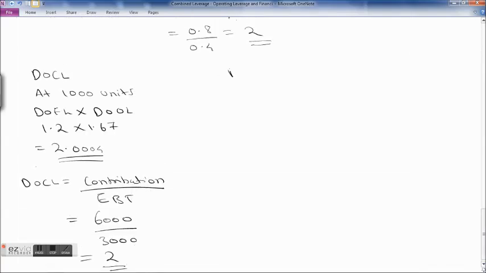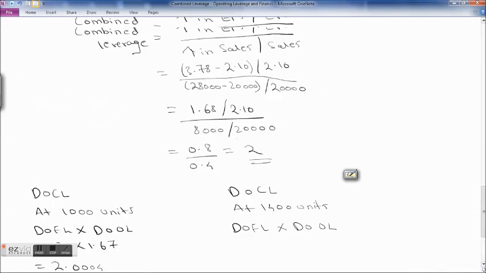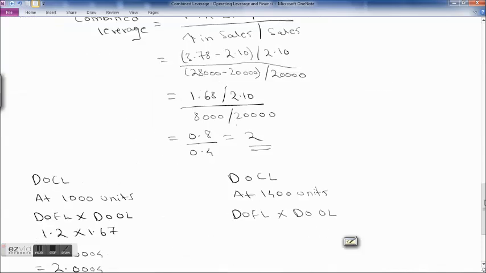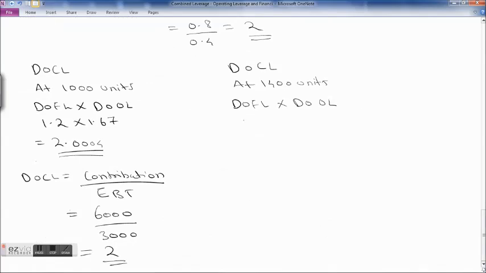So thus it's cross checked. Now we'll calculate degree of combined leverage at 1,400 units sold. Again DOFL, that is degree of financial leverage into degree of operating leverage. So at 1,400 units, the degree of operating leverage is 1.13 into 1.3703, so that comes to 1.55.